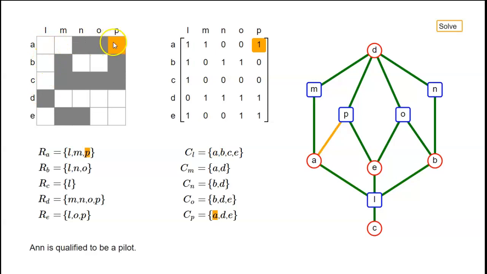So each row represents the jobs that a particular person is qualified for. Dave is qualified for these 4 jobs here. Each column represents the people that are qualified to do a particular job. So this first column here is all the people who are qualified to be a librarian.